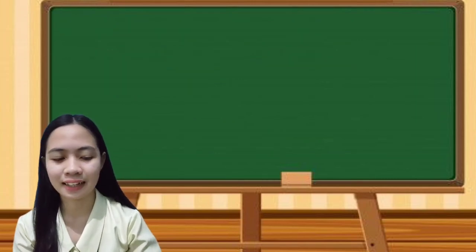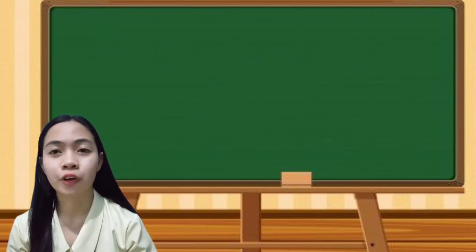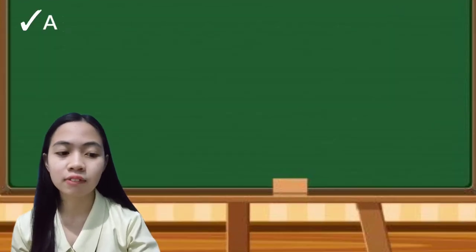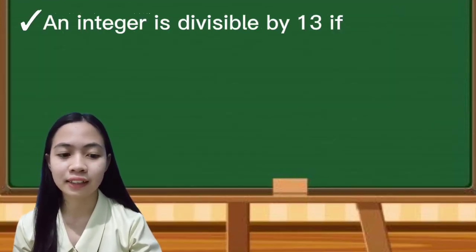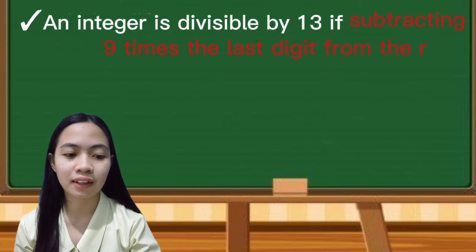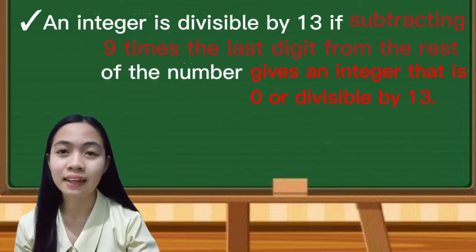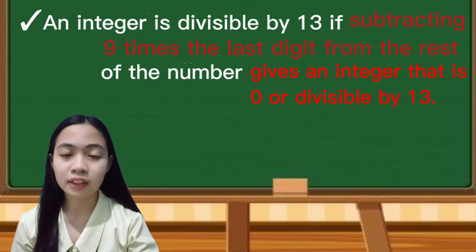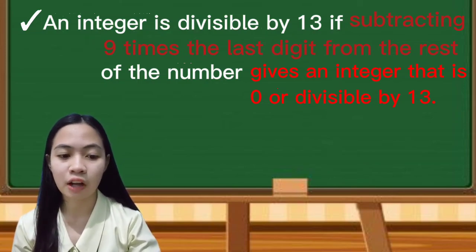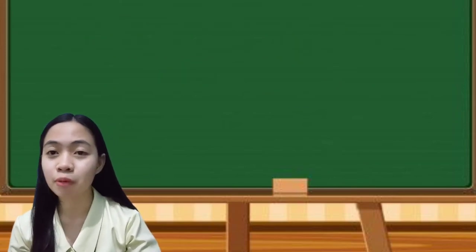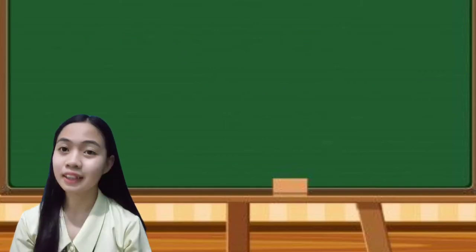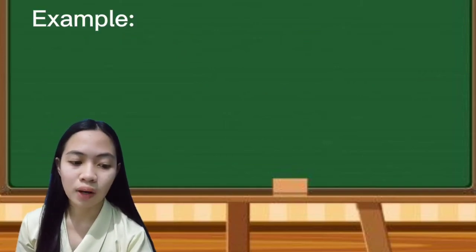The last one, the divisibility rule for number 13. An integer is divisible by 13 if subtracting 9 times the last digit from the rest of the number gives an integer that is 0 or divisible by 13. Take note that you can repeat the process until you come up to the number that you're comfortable to deal with. Example, 91.